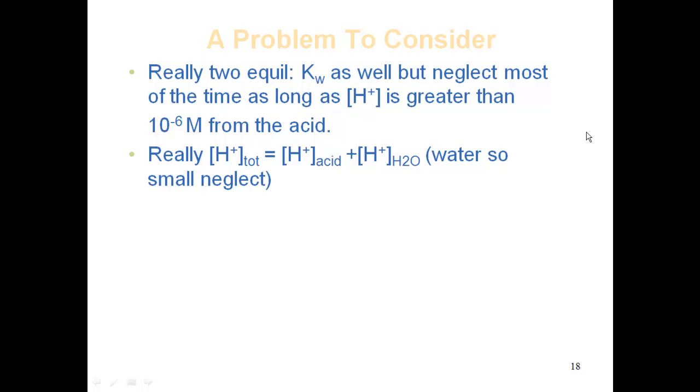Really, there are 2 equilibriums going on. You have your Kw, which is your water plus water, which most of the time we neglect if the hydronium ion concentration from the acid by itself is greater than 10 to the minus 6, which it was in this case. Really, the total hydronium ion concentration is equal to the concentration coming from the acid plus the concentration of hydronium coming from the water. Water is so small that we typically neglect it. But you've got to realize what's going on here.